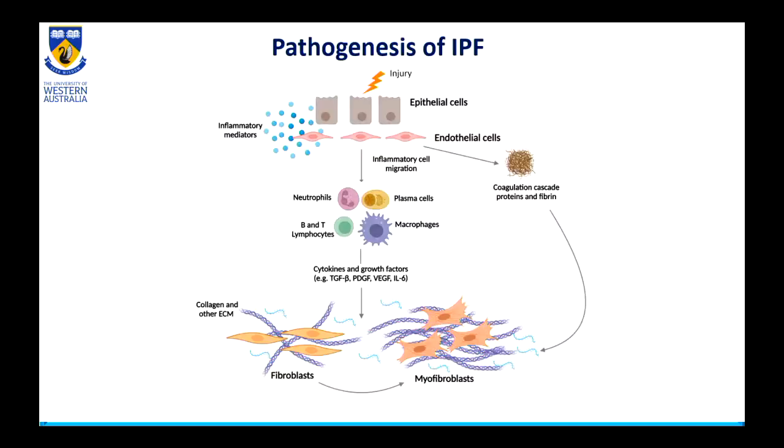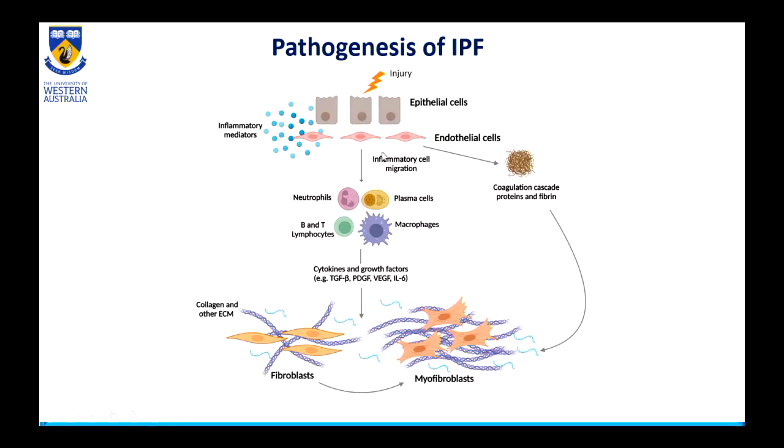So what are some of the drugs being trialed? This is a general pathogenesis of IPF slide. We've got injury to the epithelial cells, release of inflammatory mediators, endothelial cells can differentiate, etc. They can also release coagulation cascade proteins, which can come from the blood.